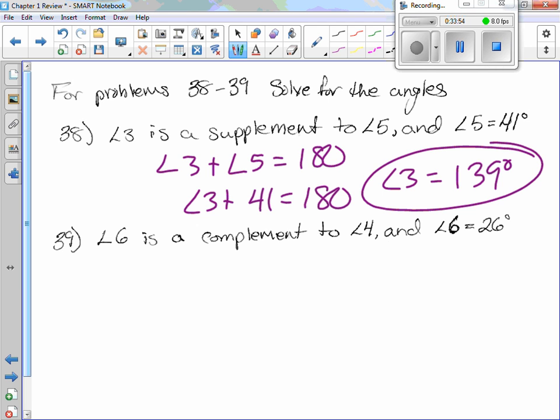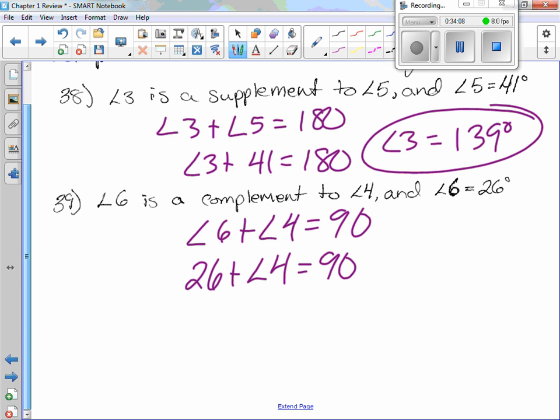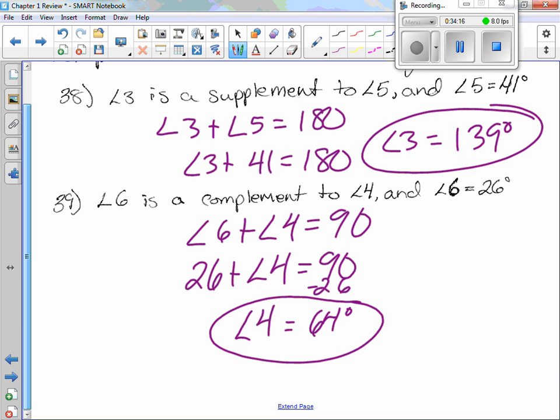Okay. Complement means that they add up to be 90. And we're told angle 6 is 26. So at this point here, we would subtract 26 from 90 and get 64 degrees, yes? Any questions on these here? You good with these here? Yes? No question on either one of these?